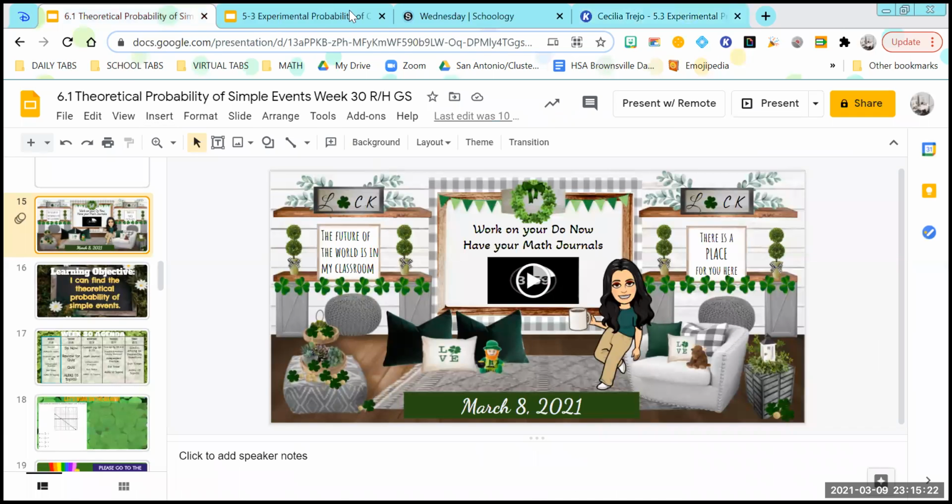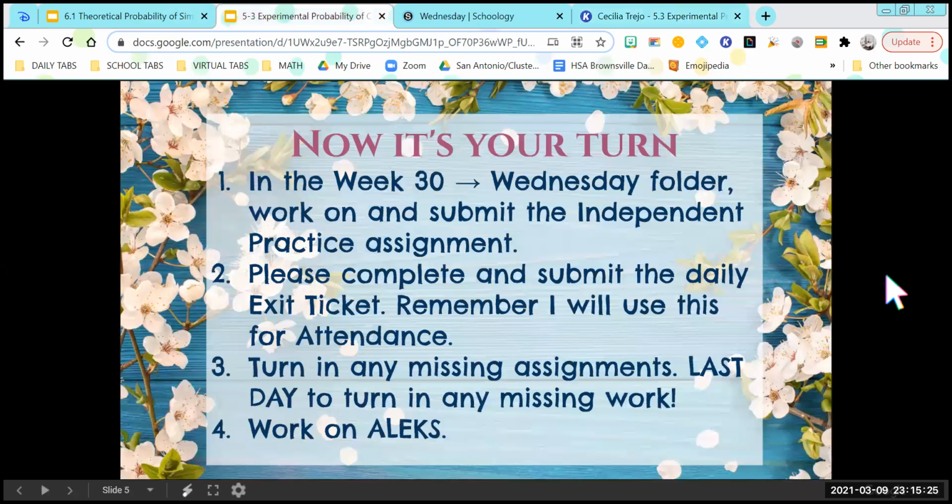All right. So now your job is to work on the independent practice that is in today's folder. Make sure to also complete and submit the daily attendance, the daily exit ticket. Since it's not live, I can't take attendance at that moment, so I'm going to go back and check exit tickets frequently to update attendance rosters for each class. Today is the last day to turn in any missing work. You have until 11:59 p.m. So if you are failing, please get those assignments turned in so I can make adjustments to your grade.